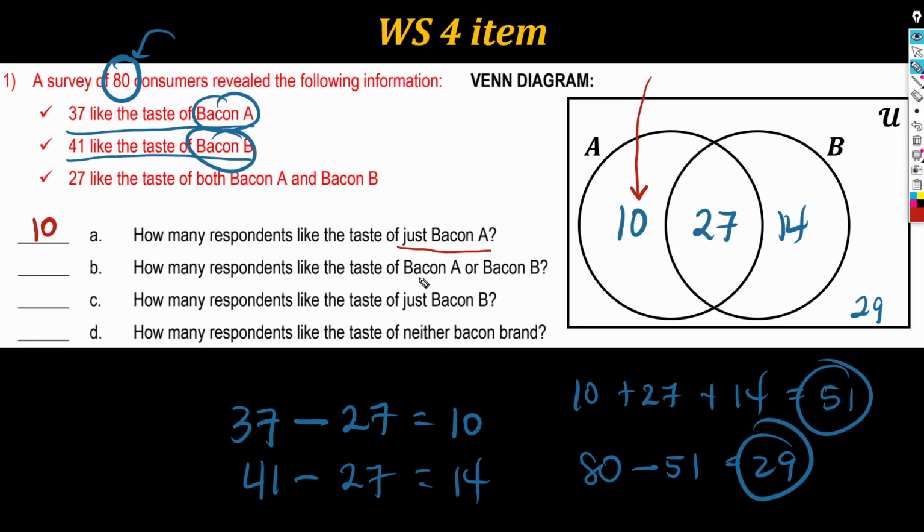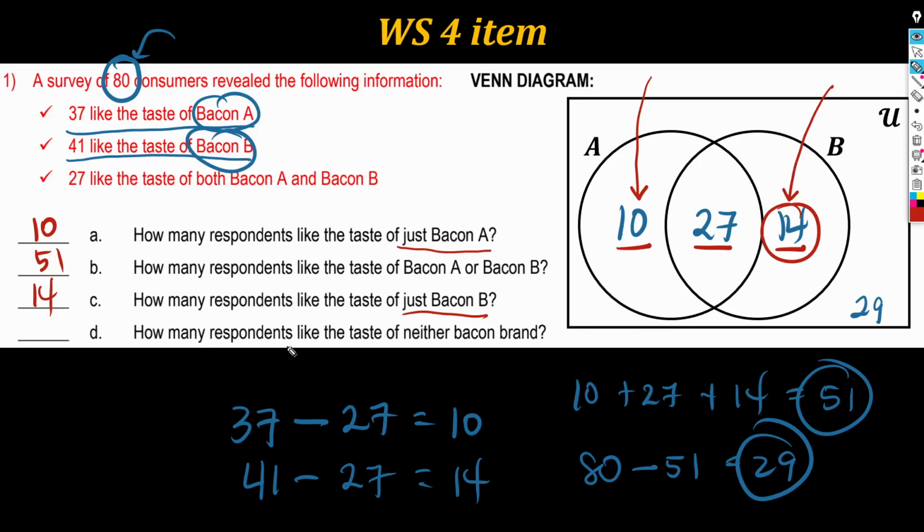How many respondents like the taste of bacon A or bacon B? A or B, remember, it's the union. Nakuha natin kanina yan. We added 10, 27, 14. Our answer is 51. How many respondents like the taste of just bacon B? Bacon B lang. Yung 14. Correct. So 14 ang sagot ko dyan.